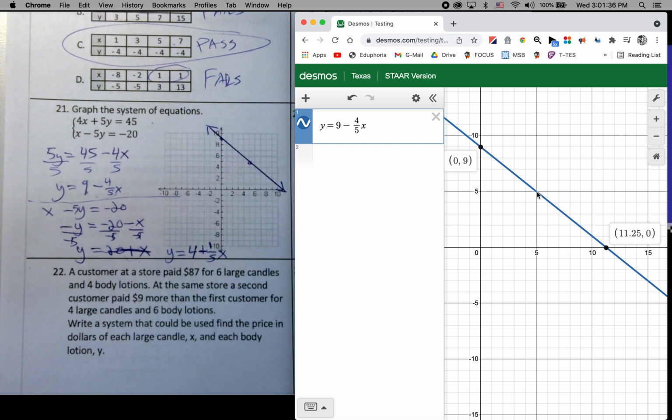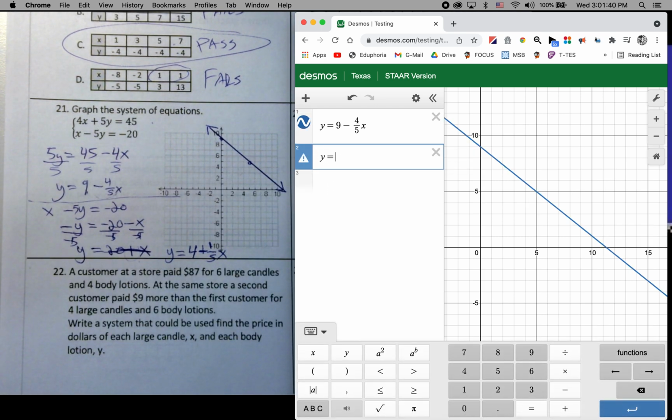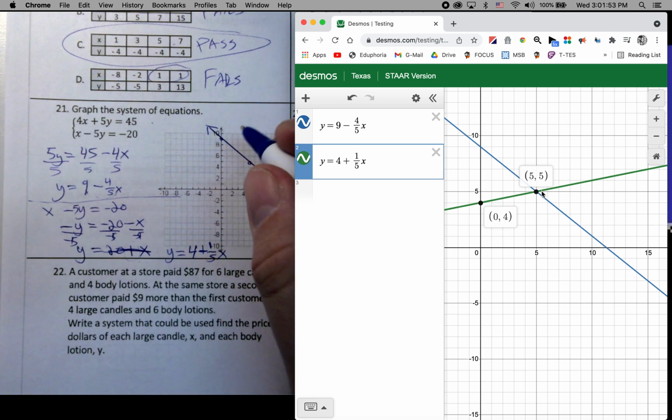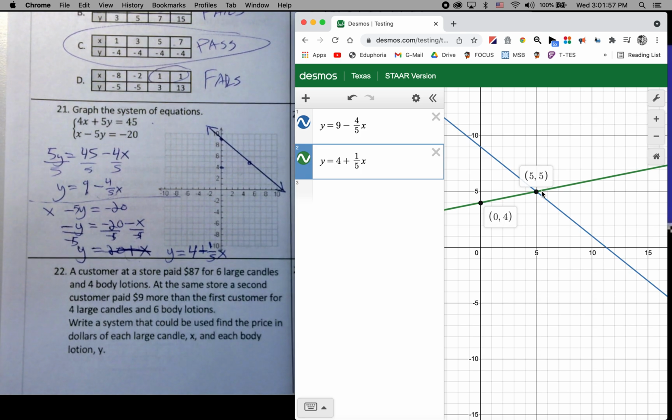Okay, so I can type that one in. So y equals 4 plus 1 divided by 5 x. Oops, not cx, x. There we go. So it has a y-intercept of 4. Oh, and it's also going through 5, 5. So cool. There you go, 4, and then I already have 5, 5 graphed.